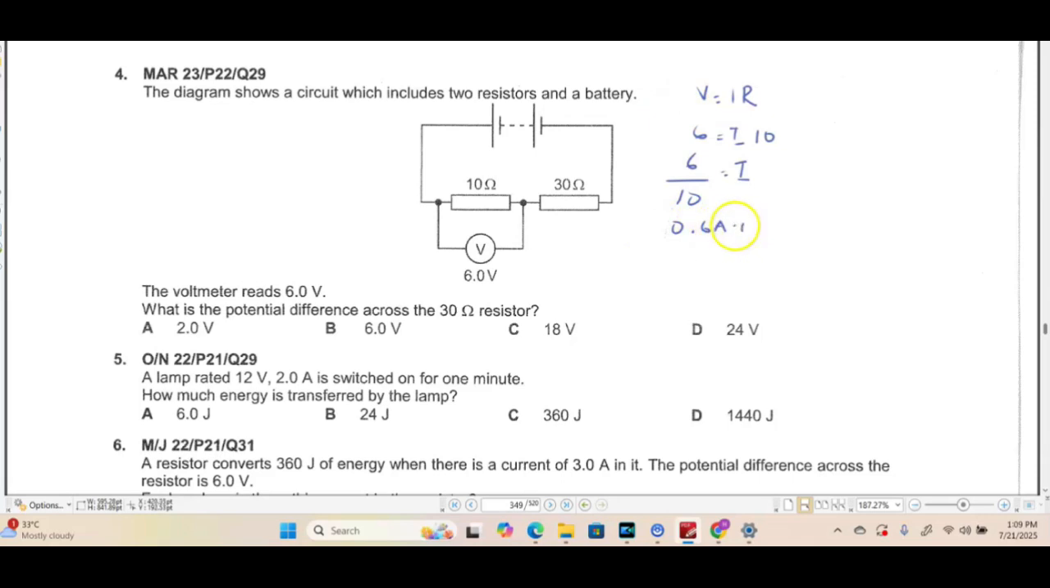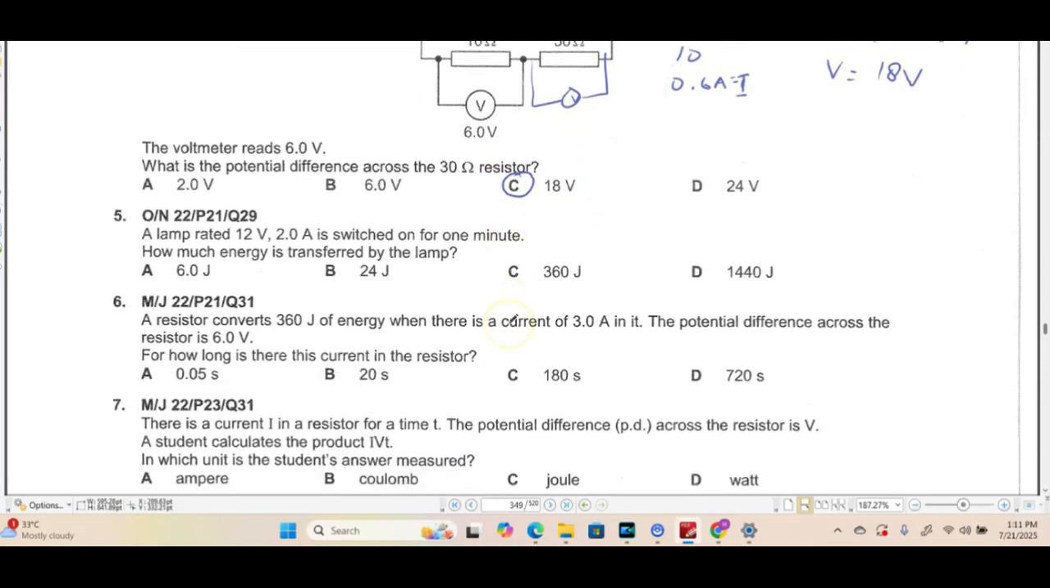Now once we have the current, we can find the potential difference across this. So we again do V is equal to IR. We have I as 0.6 and resistance is 30 ohms, so V is equal to 18 volts. So the potential difference across this one is 18 volts. Question number 5.